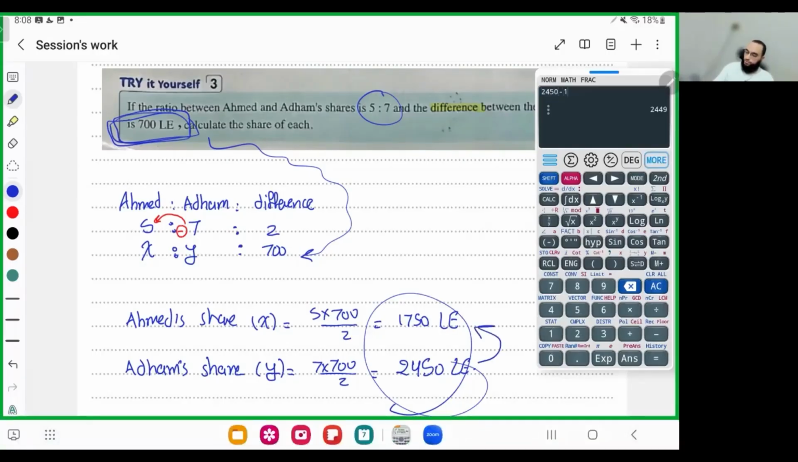2450 minus 1750. Is it 700? Yes. Congratulations, we are correct. Okay, that's it. Abdurrahman, go studying.